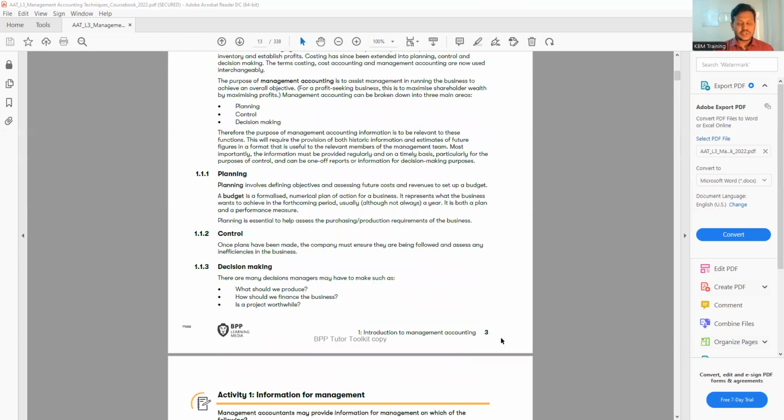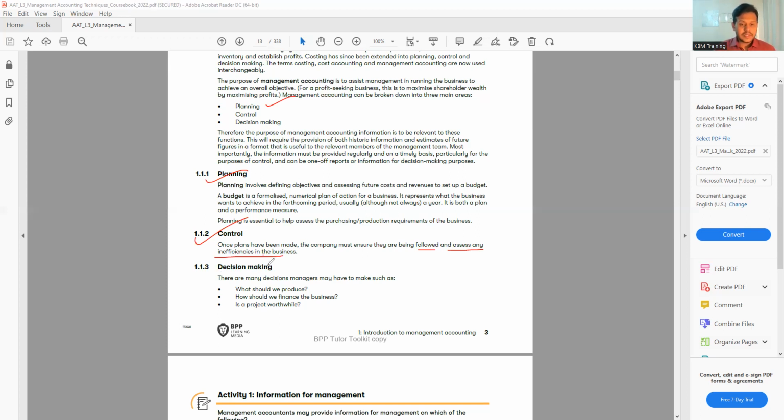Now we have a few things here. As we said, the management accountant's first responsibility is to do the planning. Planning means doing some analysis for the future. So if someone asks what is planning, you are basically doing some budgeting, doing some analysis for the future, and we call it planning. And based on the planning, we have to make some control. The way we do the control is with variance analysis. Once a plan has been made, the company must ensure that it is being followed and assess any inefficiencies in the business. Inefficiency or discrepancy means: am I going with the plan or not?